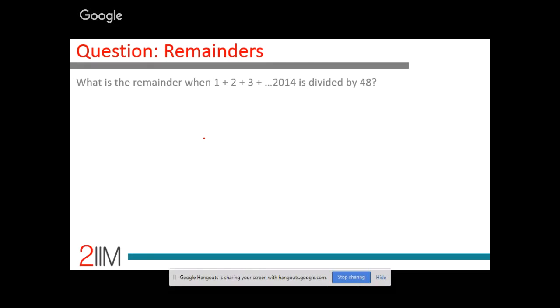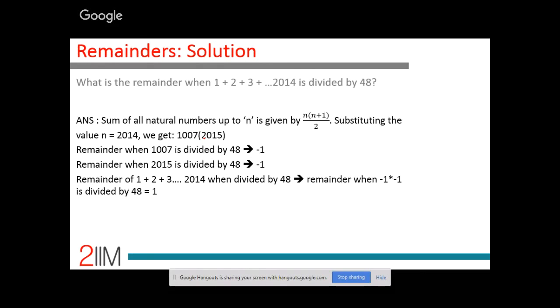Done. Fine. So n into n plus 1 by 2, plug in the formula. This answer is 1007 into 2015. Both leave 1007 division by 48 gives a remainder minus 1. 2015 by 48 gives a remainder minus 1. Minus 1 into minus 1 plus 1. Very simple, very routine question.